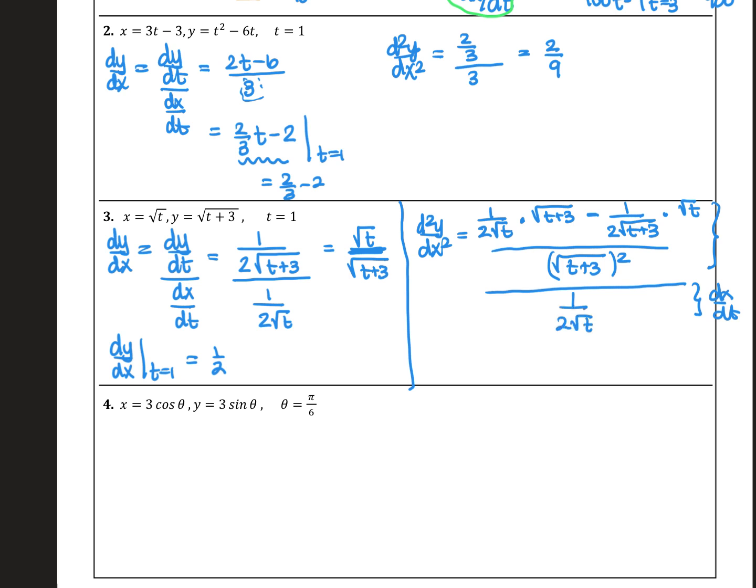Now I could try to simplify this, but they want us to evaluate it at 1, which looks like it's not too bad to do. So let's see, plugging into here, 1/2 times the square root of 1, which is 1, times the square root of 4, which is 2, minus 1/4 times 1, all over 2 squared, so 4. And then again, 1/2. So there are lots and lots of fractions to simplify, but just leave it like that.